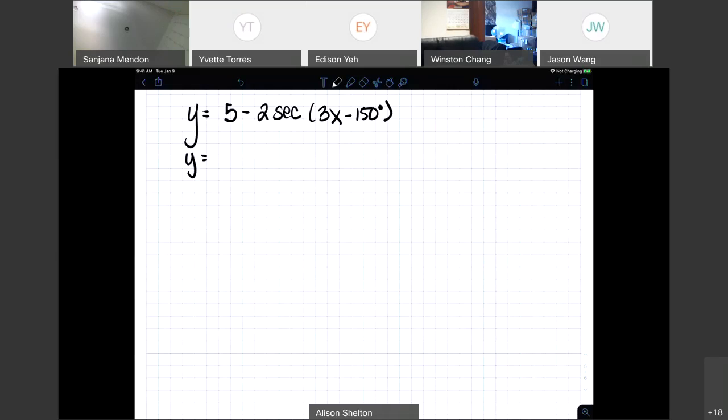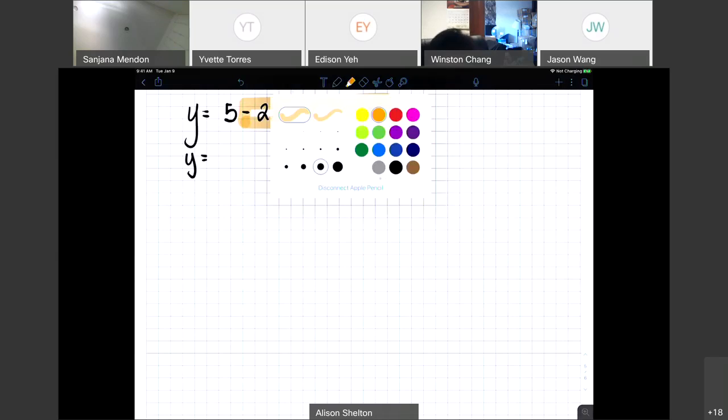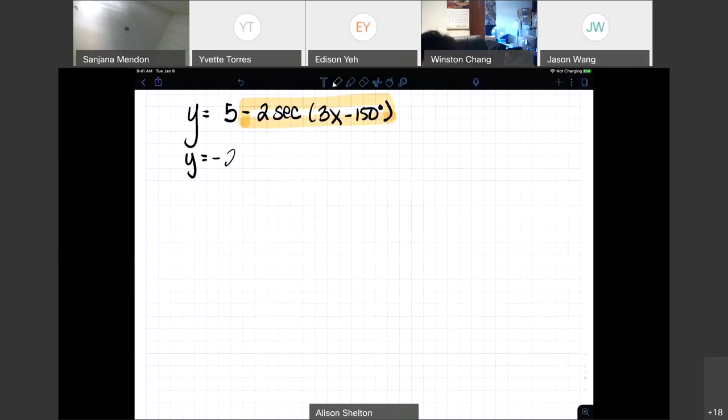The first thing I want to do is take this part right here. Normally we want to start with A. So I'm going to take this whole bit and move it to the front. So we're going to call this -2 secant, right? Because this is plus -2 when it's minus. So -2 secant. And then I want to factor. So we're going to call this 3 times x minus 50 degrees, since 3 goes into 150 50 times. And then we're going to take this 5 and move it to the end. So then plus 5.